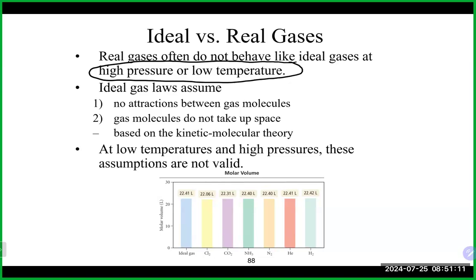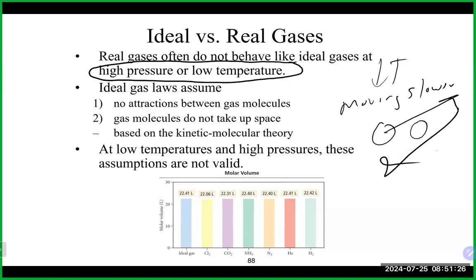So what does temperature have to do with it? At really low temperatures, the molecules are not going to be moving as fast. Your gas molecules are going to be moving much, much slower, which means instead of the gas molecules just whizzing by each other, they're going to be moving a lot slower, so they will be in contact with each other for a much longer period of time.